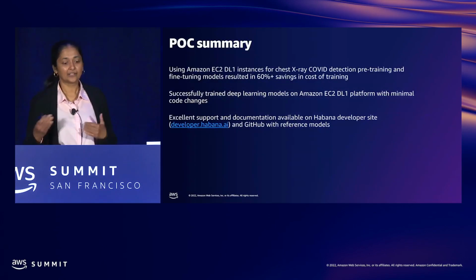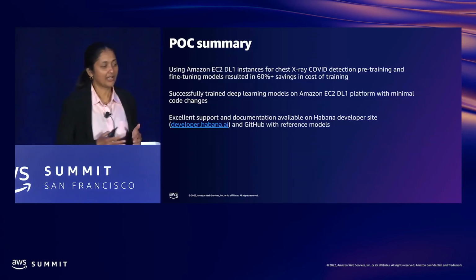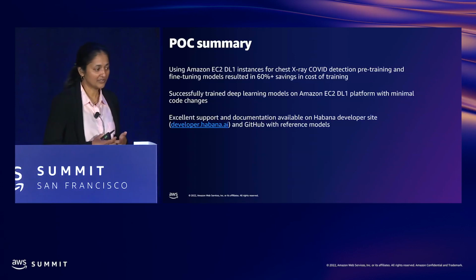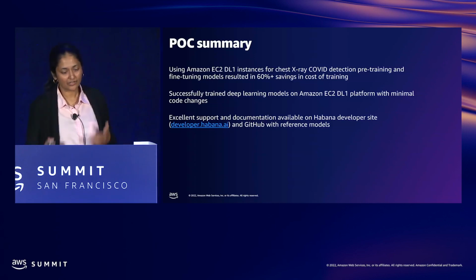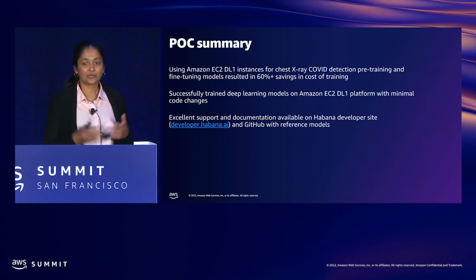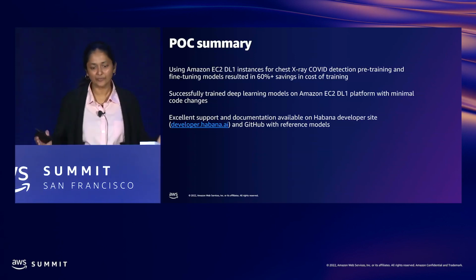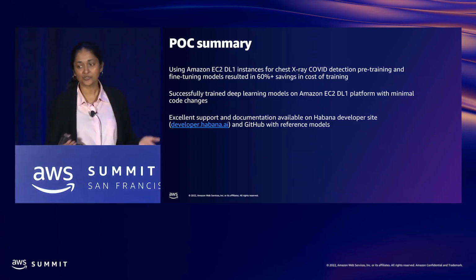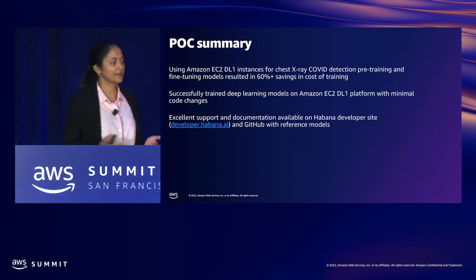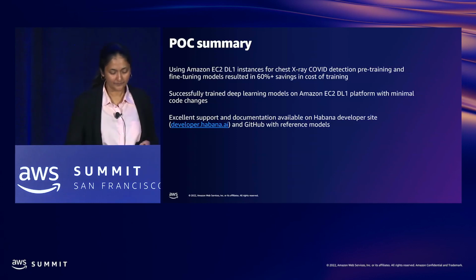So in summary, Leidos concluded that using EC2 DL1 for these chest X-ray based COVID detection use cases, for both pre-training and fine-tuning, is a significant cost savings, which they could then recommend to their end customers. They were able to successfully train these models with very minimal code changes, and they were very happy with the kind of support they found on our developer side and in terms of the reference models that were available. So it's something that they were able to take advantage of and complete the POC successfully.